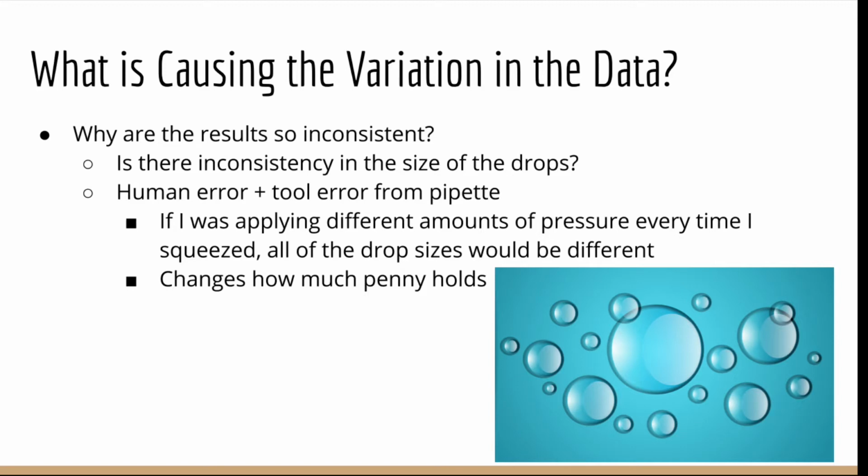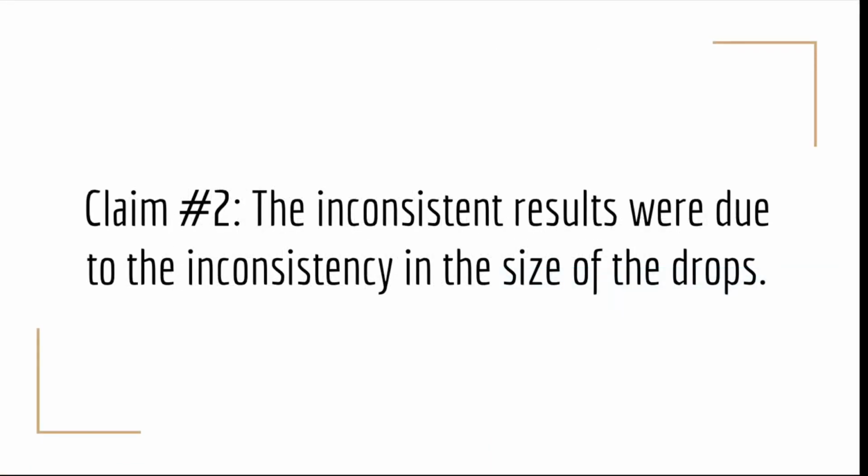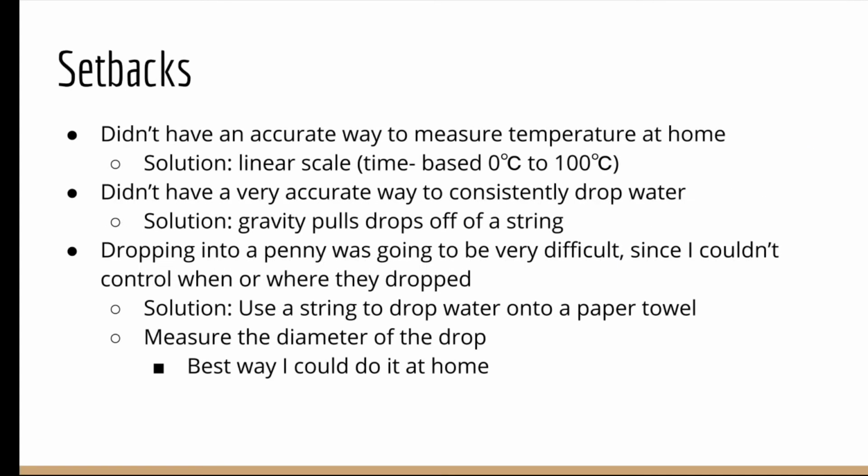And, as we said when we were analyzing polarity, liquid has molecules that move in flowy patterns. So as it gets hotter and hotter, the molecules are going to move faster and faster, and the substance actually expands. So combining these two things means that I was actually varying 2 things at once, the temperature and the volume of the drop. So my second claim was that the inconsistent results were due to the inconsistency in the size of the drops.